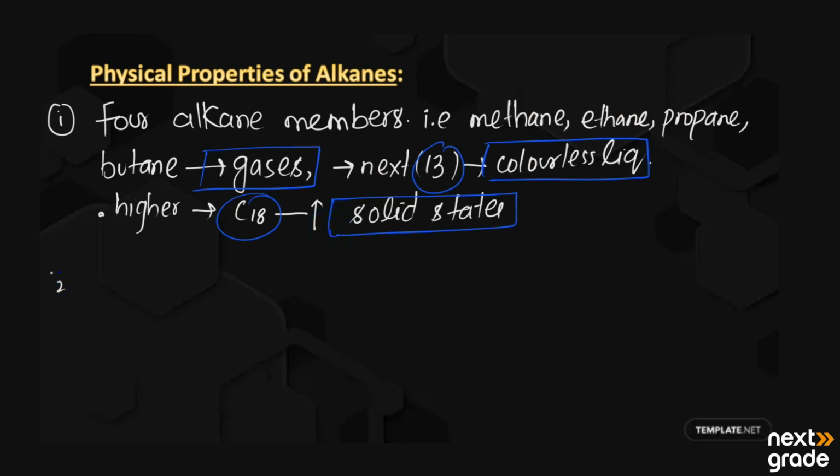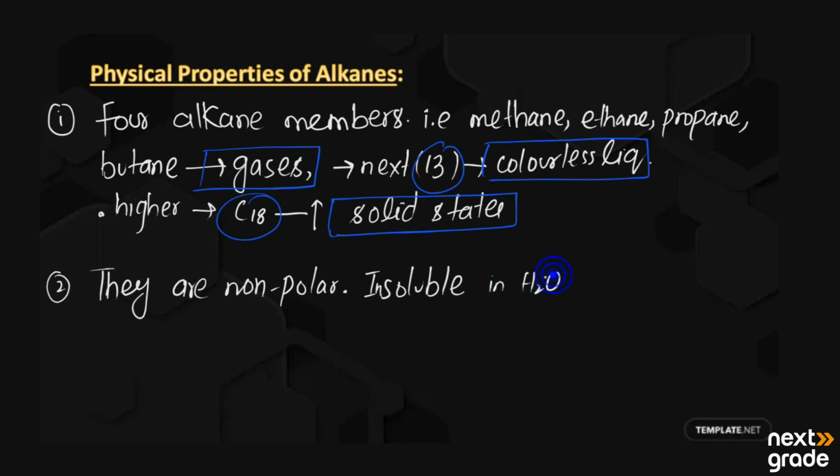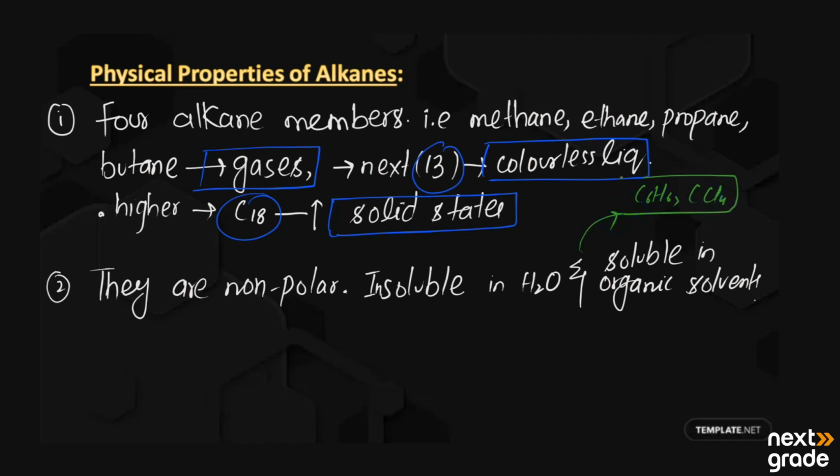After that, the second property: alkanes are non-polar. What does non-polar mean? Their electronegativity difference is very small, and they are insoluble in water. This is a property of the alkanes. But they are soluble in organic solvents. Examples of organic solvents are benzene and carbon tetrachloride, and the alkanes are soluble in these.